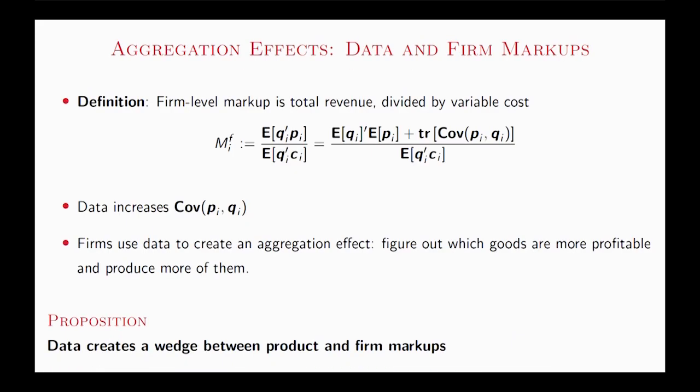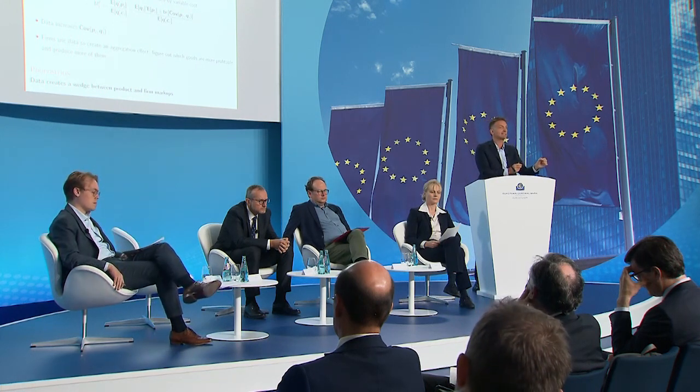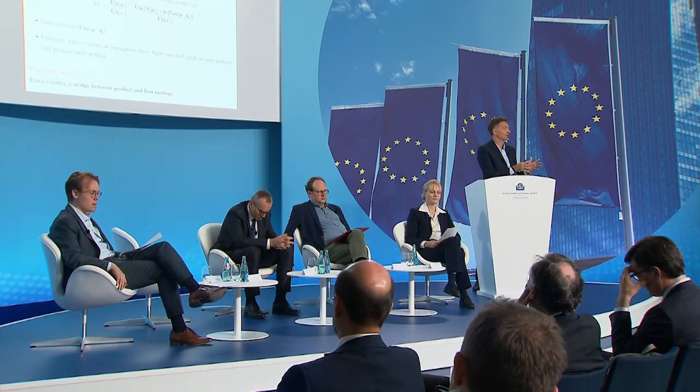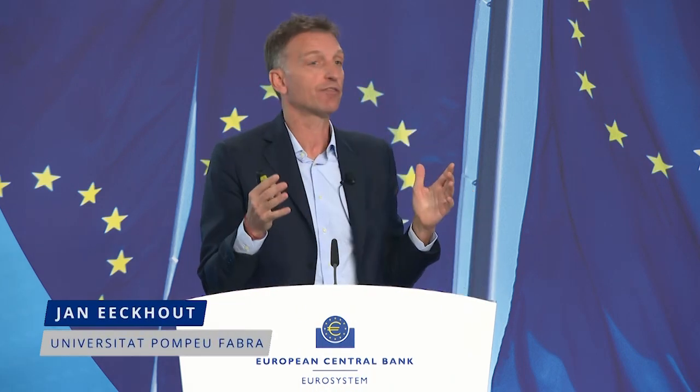Let's come to aggregation and ask, what happens when we aggregate here? So what is the firm level markup? It's basically the average or the expected markup of all the goods that we have. And here this covariance term turns up. The covariance term is telling us the correlation between the price and the quantities of each of these goods. And what you're going to do, as a firm, is set your pricing decisions or your quantity decisions in the direction of the goods that are generating the higher profits. So data is therefore going to create a wedge between the product and the firm markup.